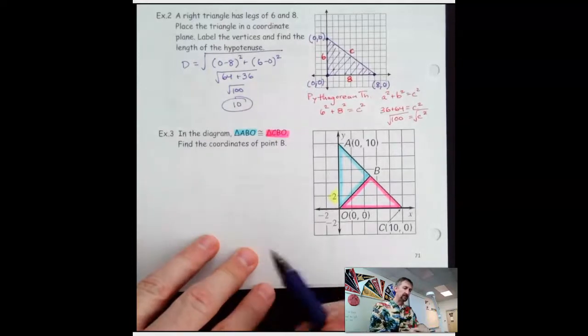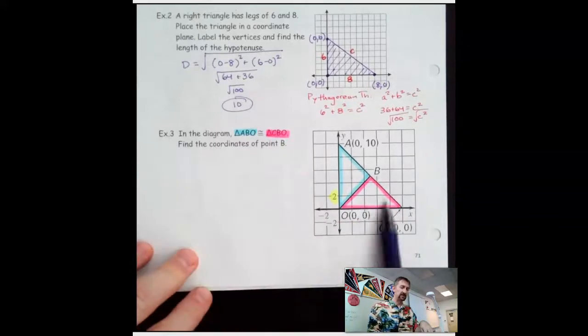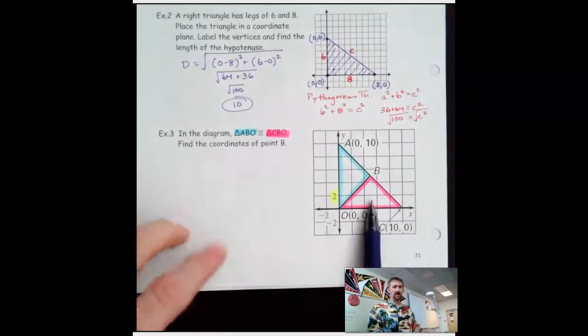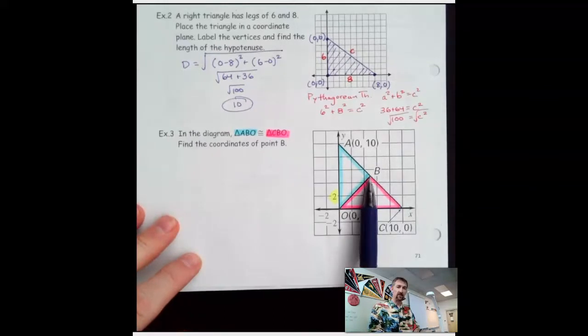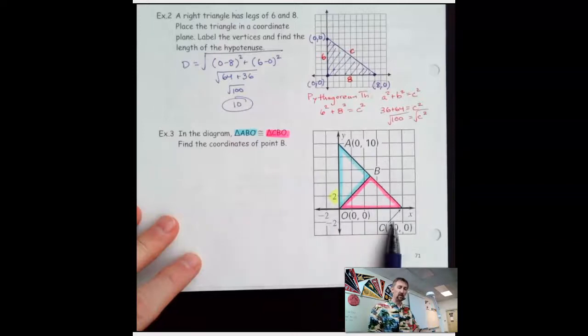Now, this is not highlighted as a test question, but there's some stuff in here that would help us. So we have the coordinate plane, and we know that the blue triangle is congruent to the pink triangle, and they want us to find the coordinates of point B. Before we do that, we're going to do a little bit of a proof with the coordinate plane here.